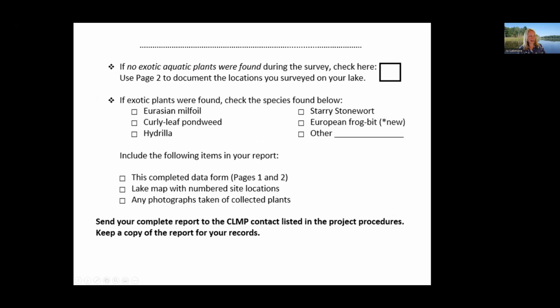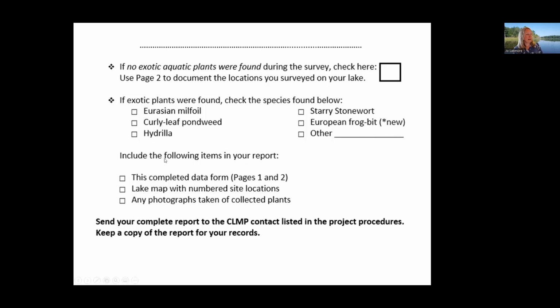Let's move on to the bottom half of page 1. If you check the box, if no invasive plants were found when you did all your survey of the lake, if you never found any, you check this box. If you did, check what species you found. Eurasian Milfoil, curly-leaf pondweed, Hydrilla, Starry Stonewort, European frogbit is relatively new. When we started this program, we didn't have it in Michigan very much, and so we weren't even looking for it. So we've added that recently. You can also note other things you find that you want to report.